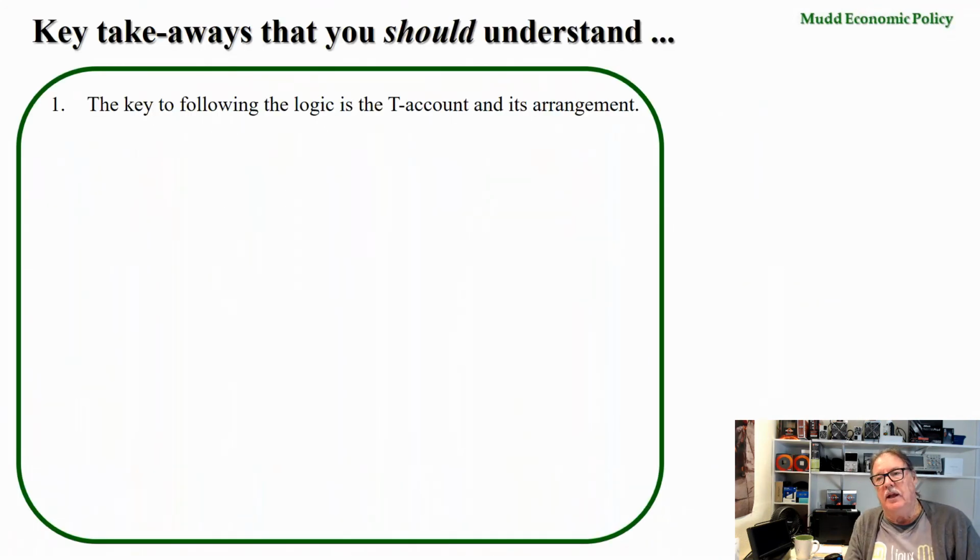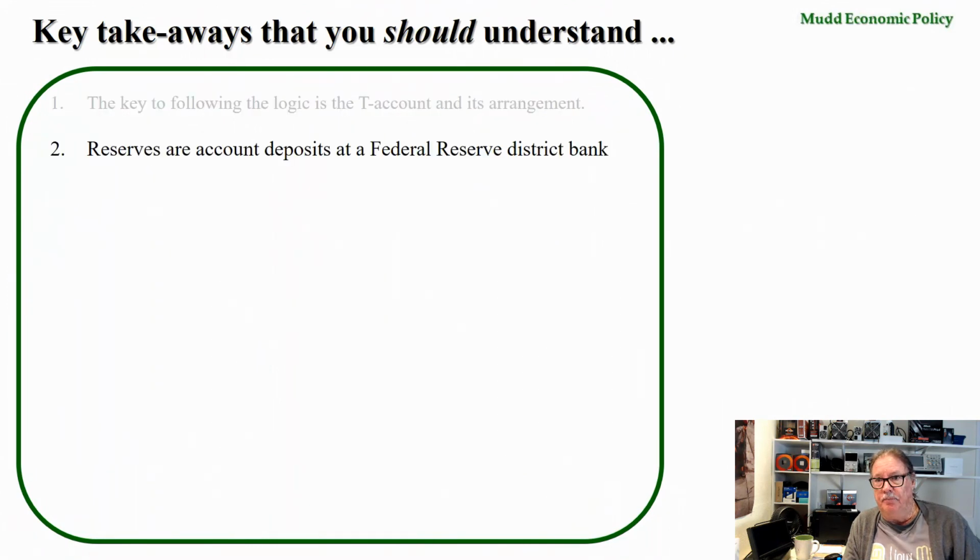Okay, here are the key takeaways that you should understand. This time I remembered to include them. The key to following the logic is the T account and its arrangement. You can't understand anything until you figure out what a T account is. That's why we started with Sarah and her T account.